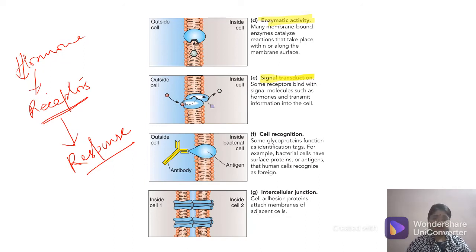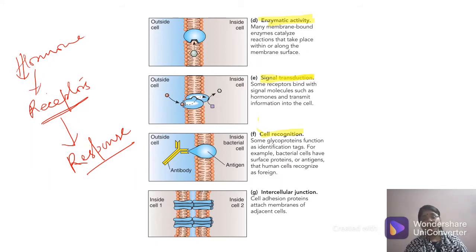And then another role is cell recognition. We have seen in the previous class that glycoproteins and glycolipids played a very important role in cell recognition. And there are proteins also.